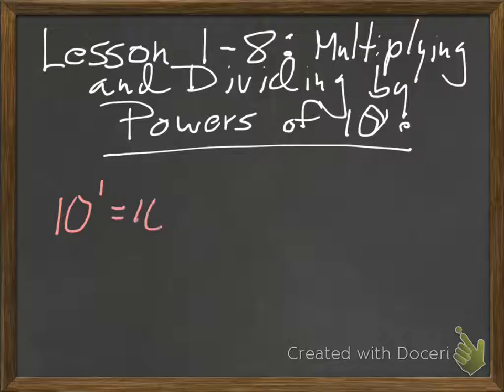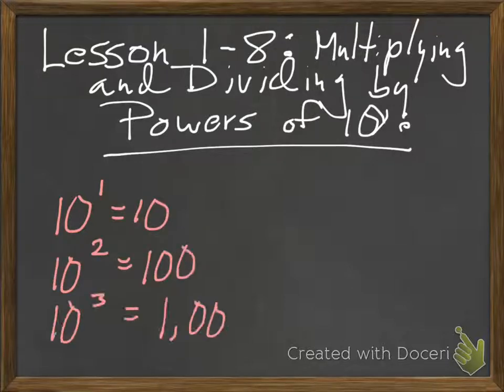Powers of 10 would be things like 10 to the first, which is 10. Or 10 squared, 10 to the second power, which is 100, 10 times 10. Or 10 to the third power, it means 10 times 10 times 10, which is the same thing as 1,000. So really all we're talking about here is multiplying and dividing by things that are basically a 1 with a bunch of zeros after them. So multiplying and dividing by 10, multiplying and dividing by 100, multiplying and dividing by 1,000.